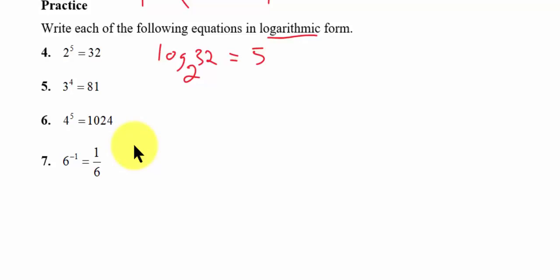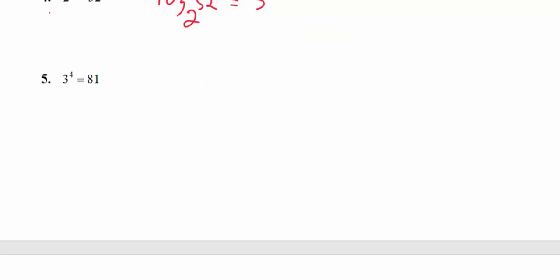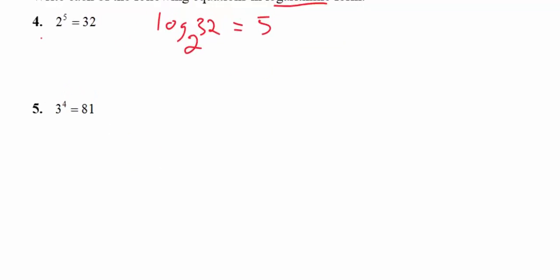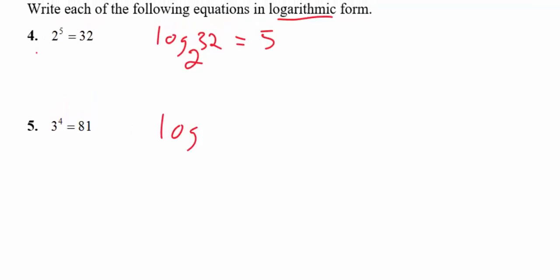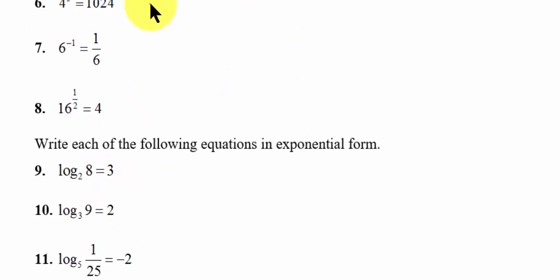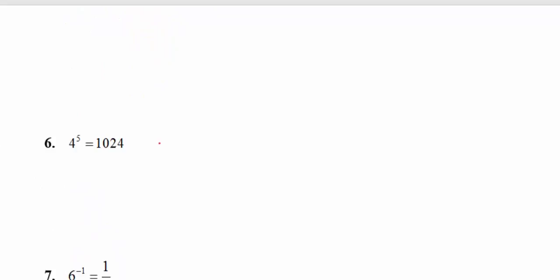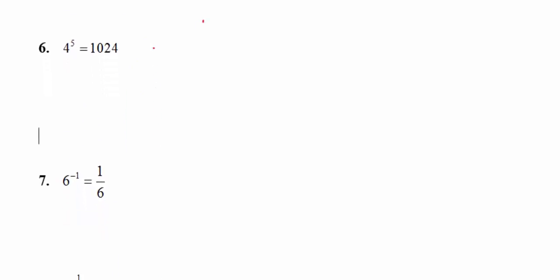All right, let's take a look at number 5. For number 5, the base of my exponent's 3, so I'm going to write log base 3. The exponent's what we're trying to get by itself, and the 81 comes inside. All right, so log base 3 of 81 equals 4 is equivalent to 3 raised to the 4 equals 81. Okay, let's take a look at number 6. Number 6, the base of my exponent is 4, so I write log base 4. The 1024 comes inside, and the 5 is all by itself.